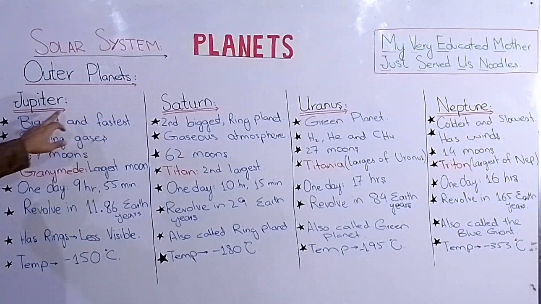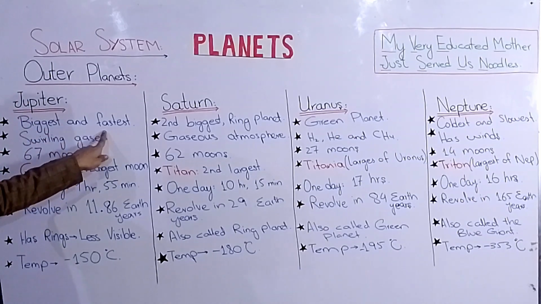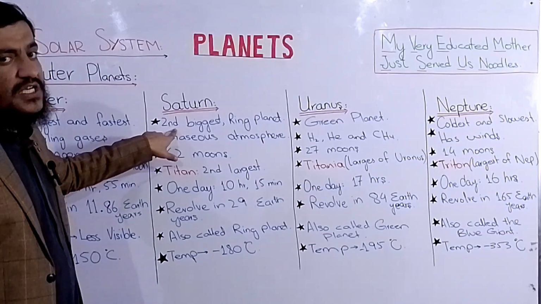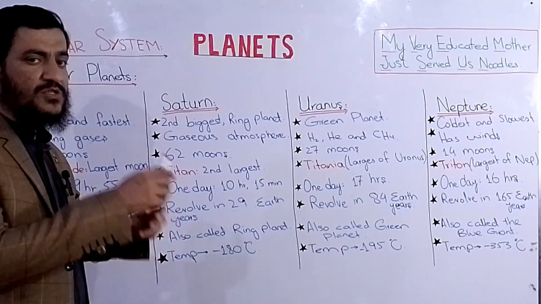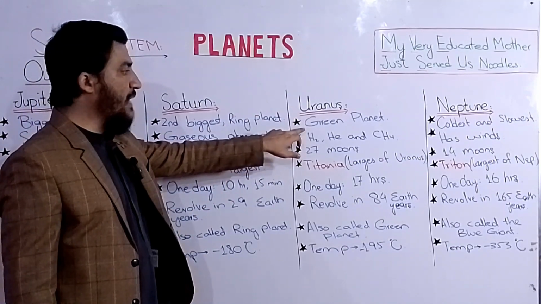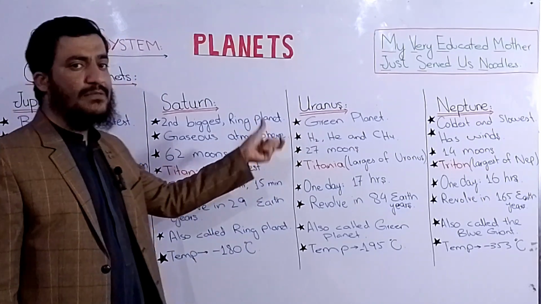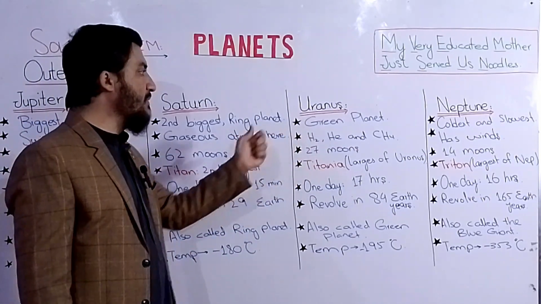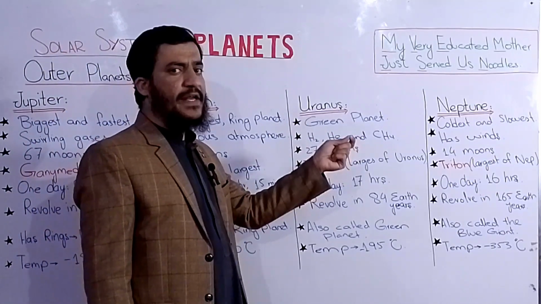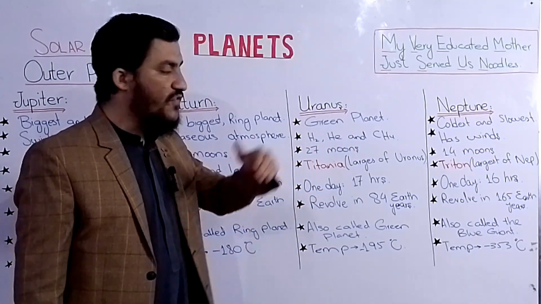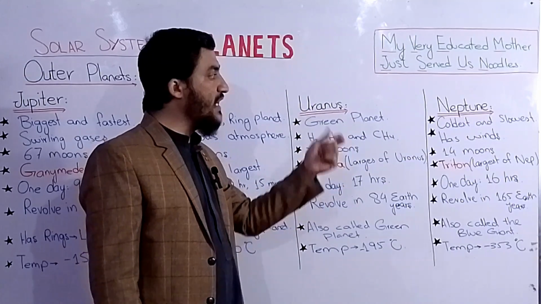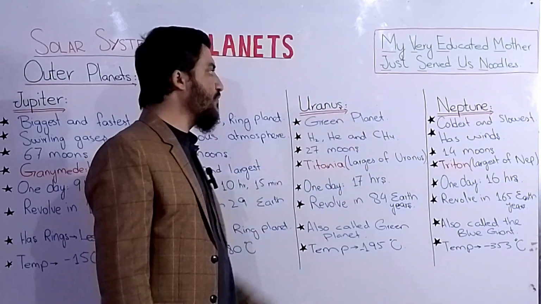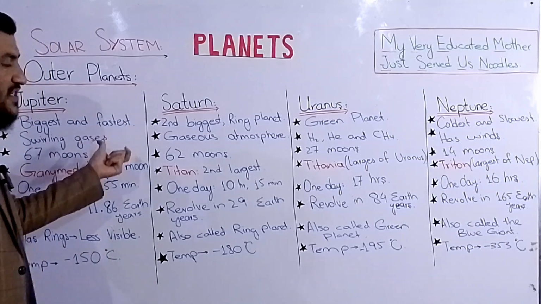The physical features of Jupiter: it is the biggest planet of the solar system as well as the fastest one, while Saturn is the second largest planet, and it is also called the ring planet because its rings are so visible. Uranus is the green planet because of its atmospheric gases like hydrogen, helium, and methane. Neptune is the coldest planet because it is so far from the sun, and its revolution is very slow. That's why it is also called the slowest planet, compared to Jupiter, which is the fastest one.